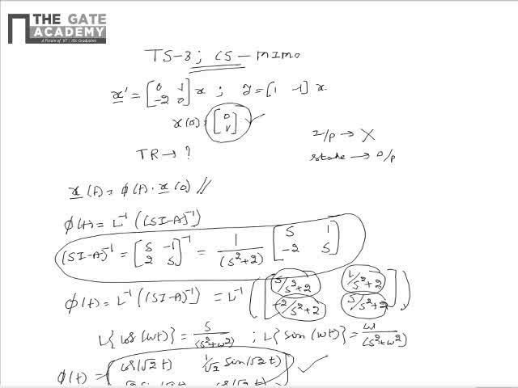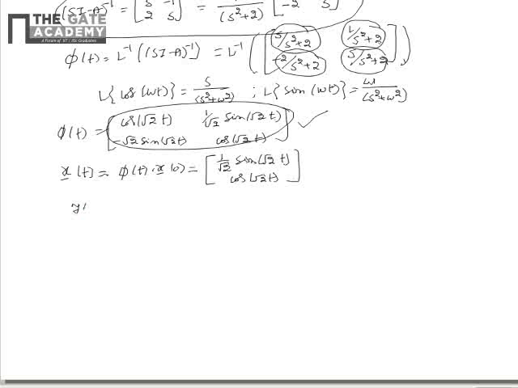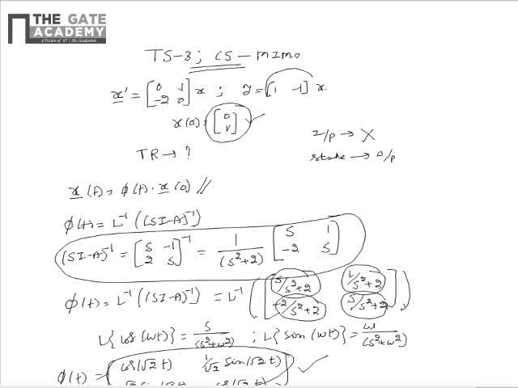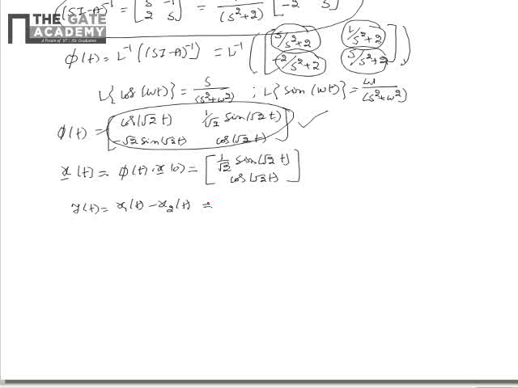But we need to find the time response of the system, which is written as y of t is equal to x1 of t minus x2 of t, because y of t is multiplication of [1, minus 1] and the state vector x. Which can be further simplified as 1 by root 2 sin root 2 t minus cos root 2 t. So this is the response of the control system due to the initial condition, and it is obtained from the state response.